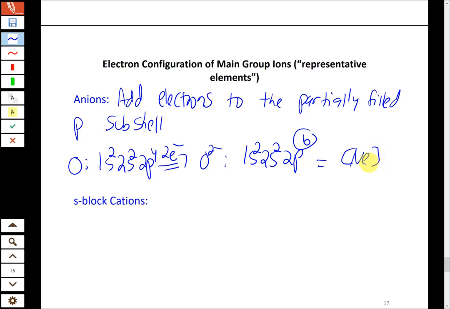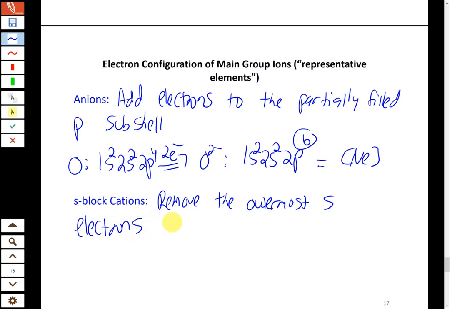So again, those anions and cations tend to form noble gas configurations. And then for the s block cations, which are those first 2 columns of the periodic table, it's pretty simple as well. We just remove the outermost s electrons to get to the nearest noble gas. So we basically remove electrons in the opposite order that they went in. So the last electrons that we put in are the first electrons that come out when we make cations.